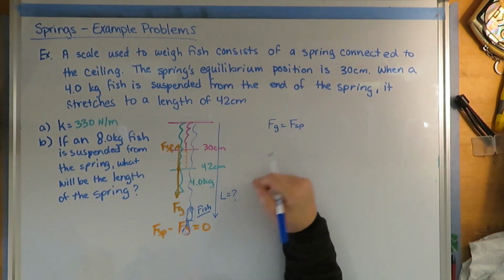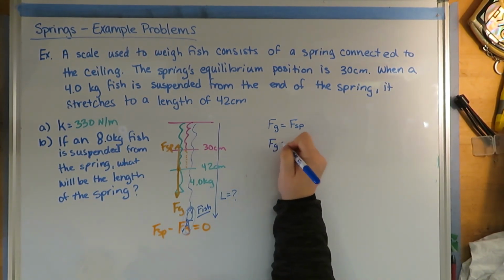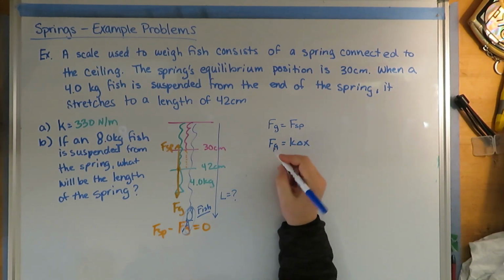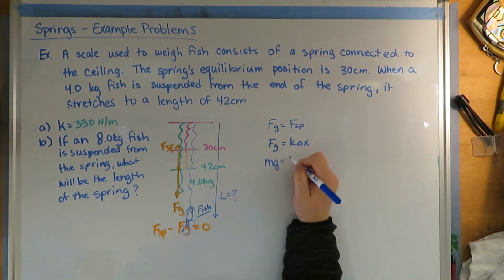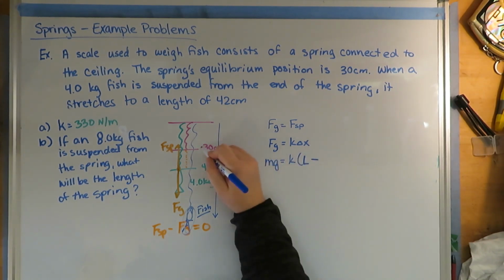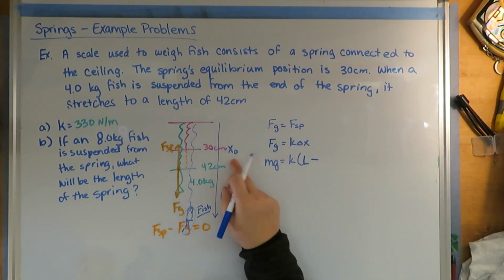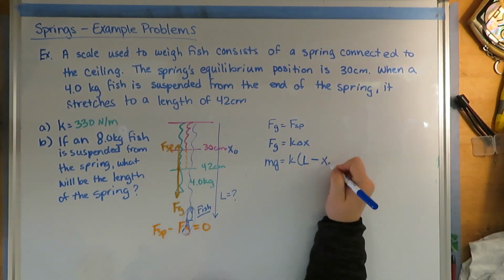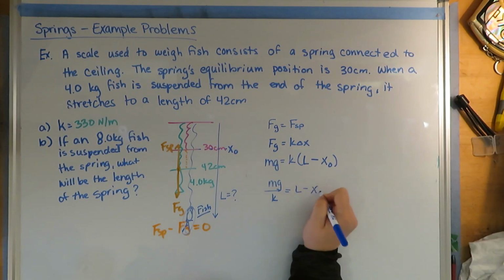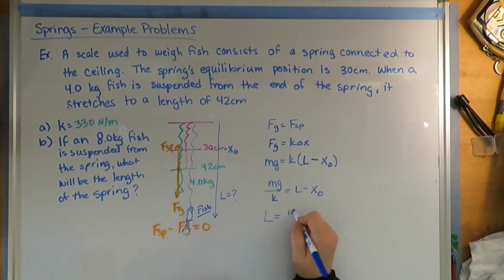Well, we know that our spring force is equal to k delta x. We found k. We know that our gravitational force is going to be m times g. And basically our delta x here is going to be L minus x0, which is the symbol we normally use for the equilibrium position. So if I wanted to solve for L, I'd have to do mg over k, and that's going to be L minus x0. So L is going to be mg over k plus x0.